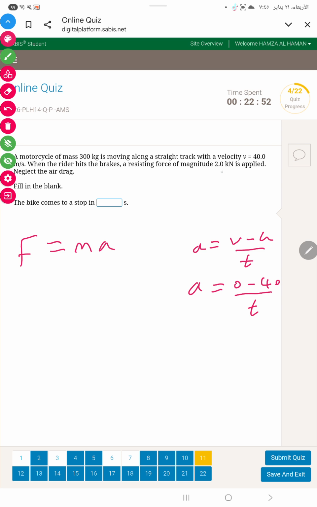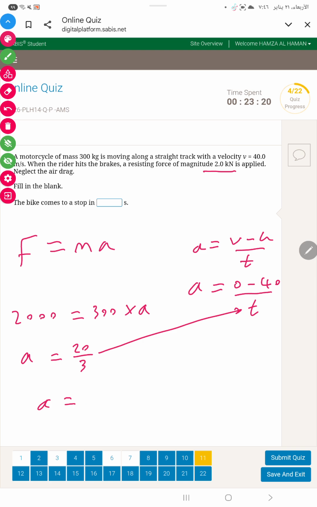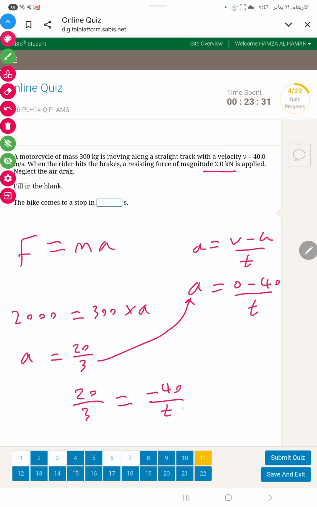The resultant force acting on the rider is 2000 newtons. So 2000 newtons. The mass is 300 kilograms. The acceleration, we don't have it. So the acceleration would be, in this case, 20 over 3. Now you plug 20 over 3 in for acceleration. So 20 over 3 is equal to negative 40 divided by t.